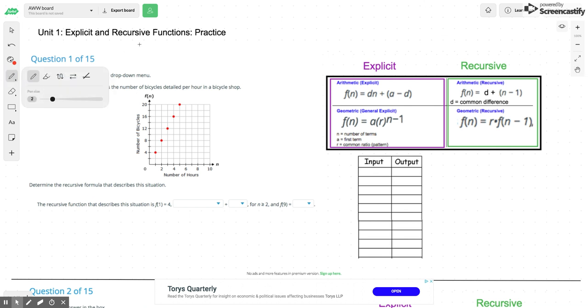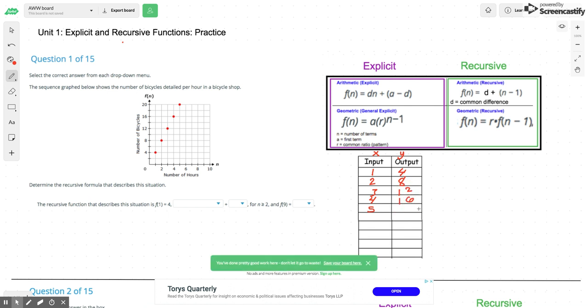The first one, you're given a graph. It says the sequence graph below shows the number of bicycles retailed per hour in a bicycle shop. Determine the recursive formula that describes this situation. First of all, I'm going to plot these points into an X and Y chart that I have right here so I can better see what's going on. So I have points 1, 2, 3, 4, and 5. And the first one is 4. The second one is 8, and then 12, then 16, and then it's 20.